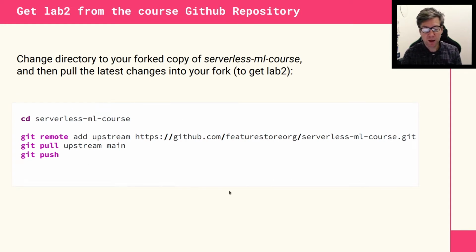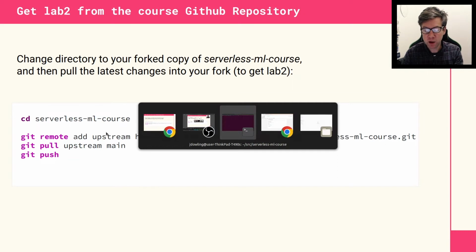I assume that you've already forked the Serverless ML course. If you haven't, you can go back to lab 1 where we show you how to fork our GitHub repo into your account. Assuming you have it forked, you can then pull the latest changes, because we're releasing these notebooks once a week.